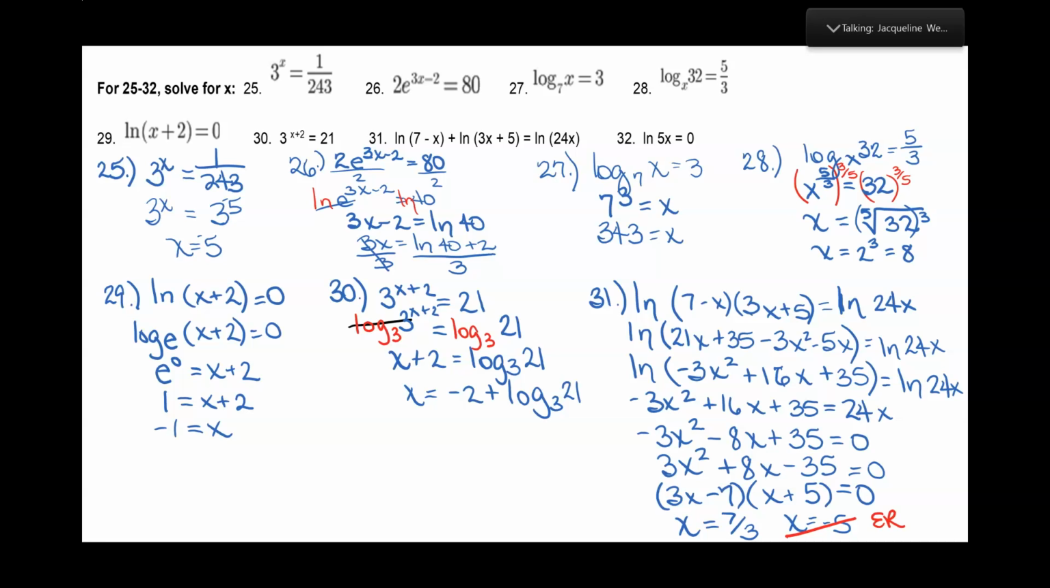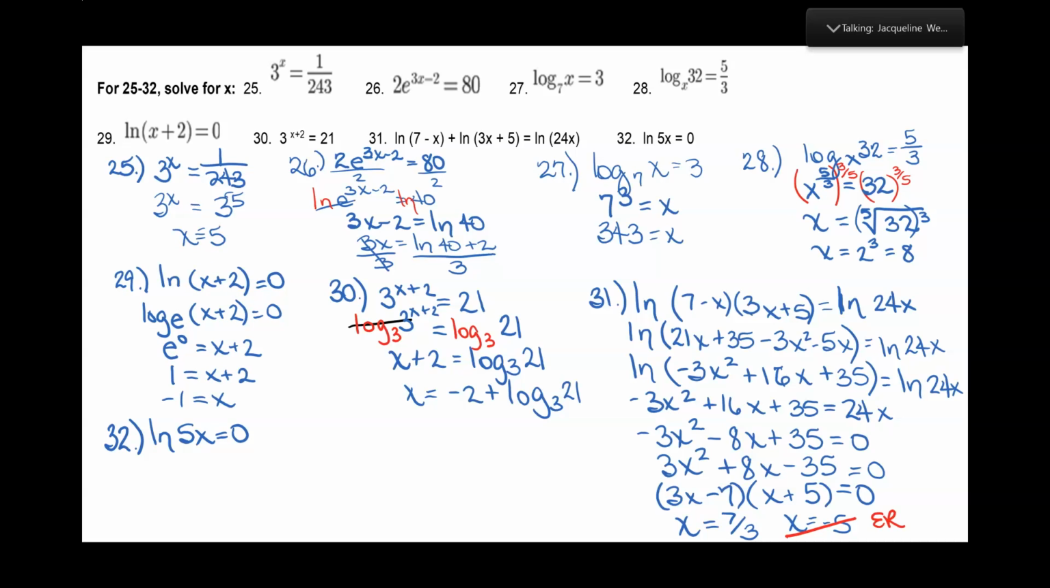All right, last one, 32. For 32, we have ln 5x is equal to 0. So what do we do with every log? Make it an exponential. What's the base? ln is the same thing as log base what? e, right. So I can rewrite ln as log base e.